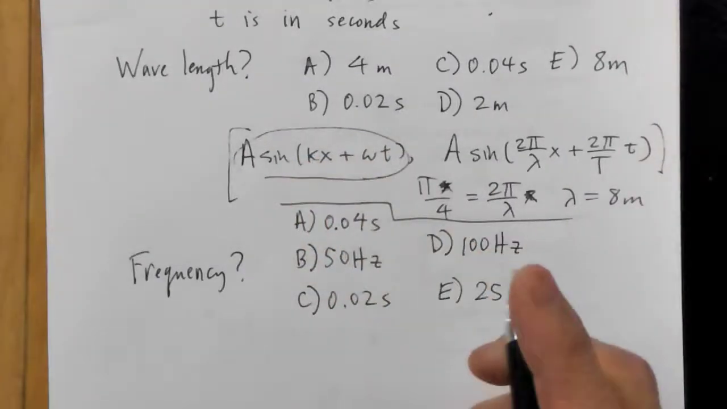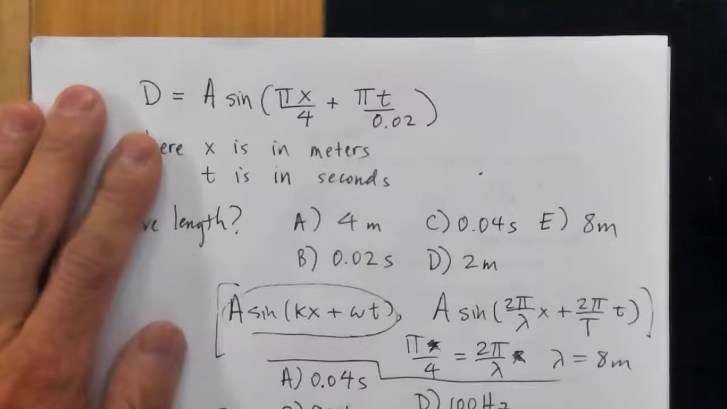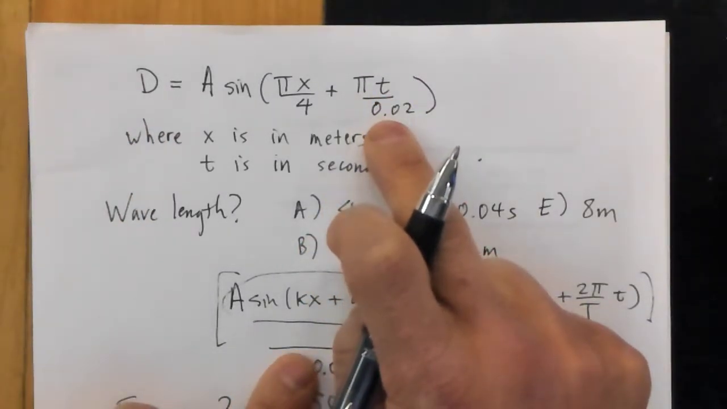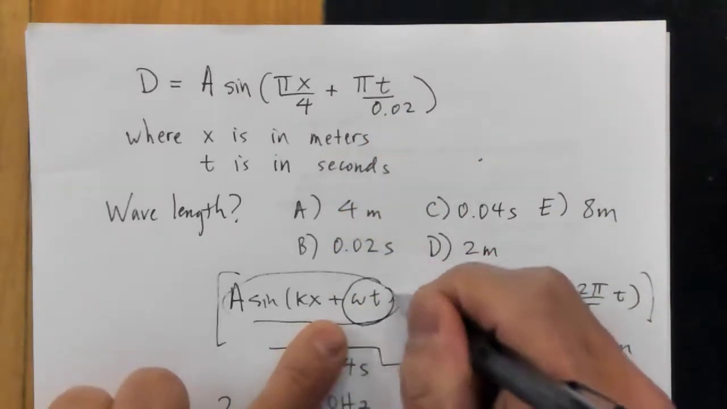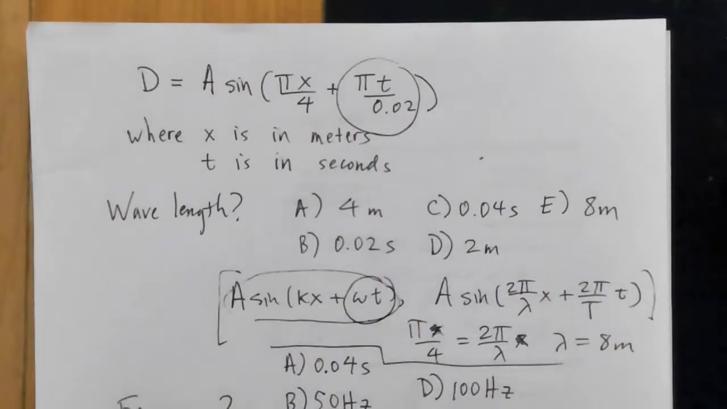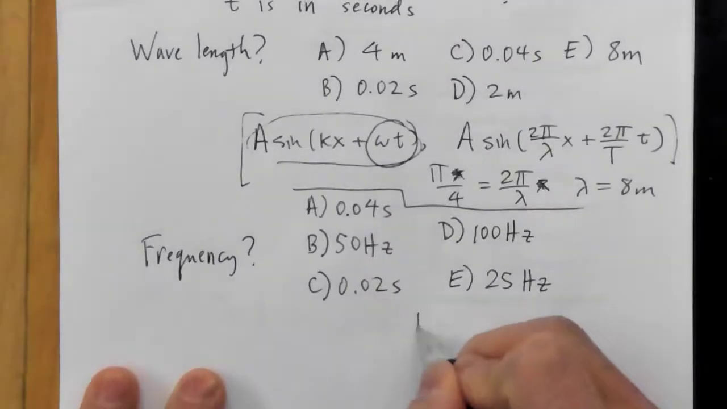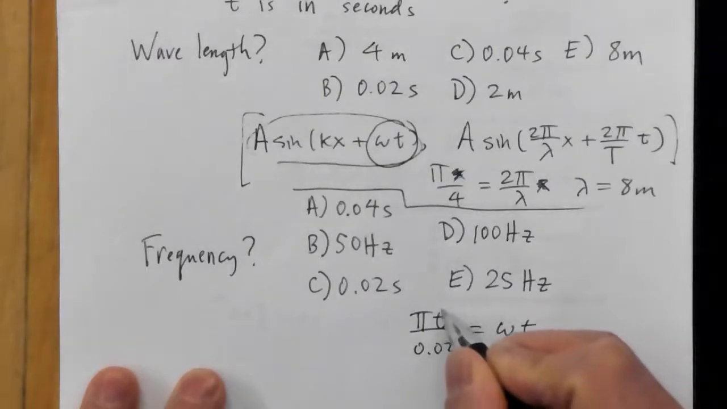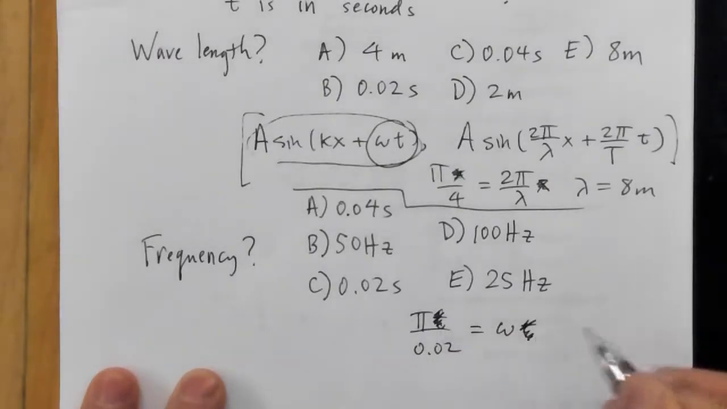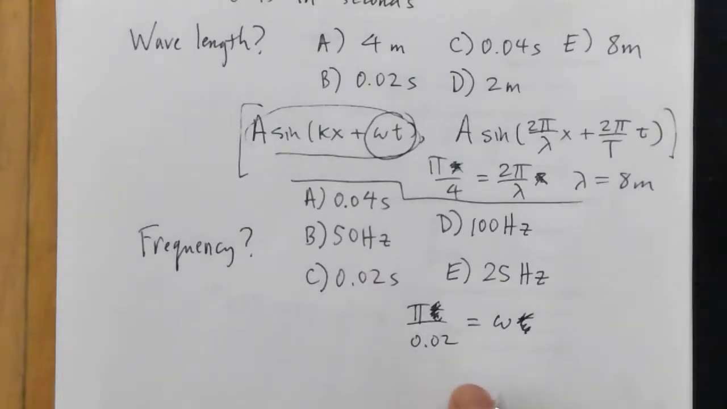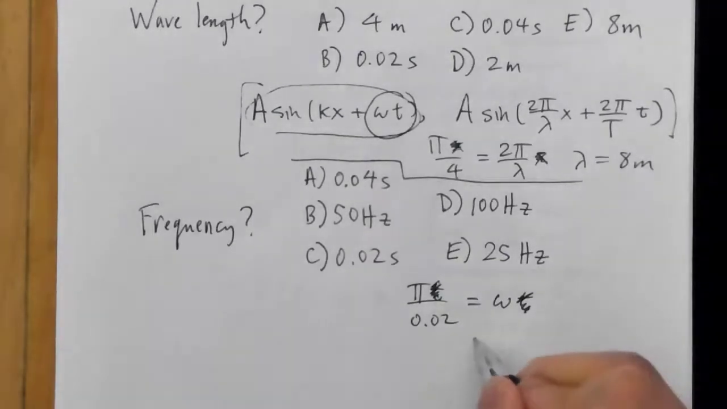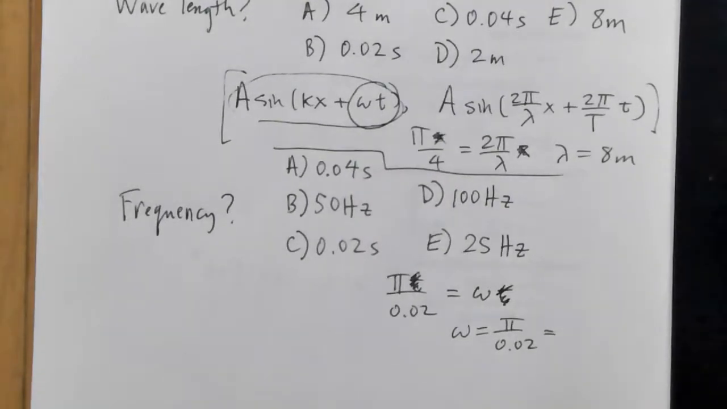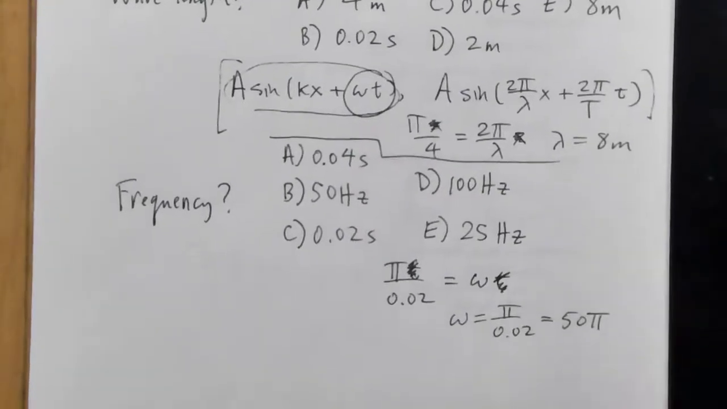The wave was up top here. I have pi t over 0.02. That must be omega t. So pi t over 0.02 is equal to omega t. Obviously the t I didn't need to write. So omega is pi over 0.02. Dividing by 0.02 is multiplying by 50, so we get 50 pi.